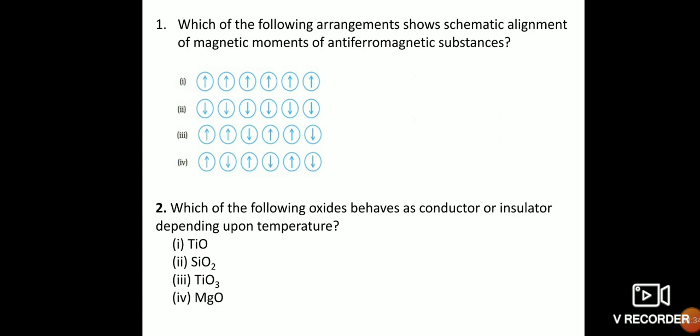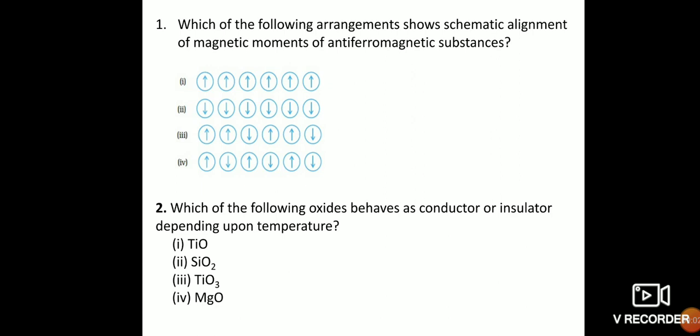Four options are given. In antiferromagnetic substances, what happens? The alignment of magnetic moments is in parallel and anti-parallel directions in equal numbers. So the option will be 4.